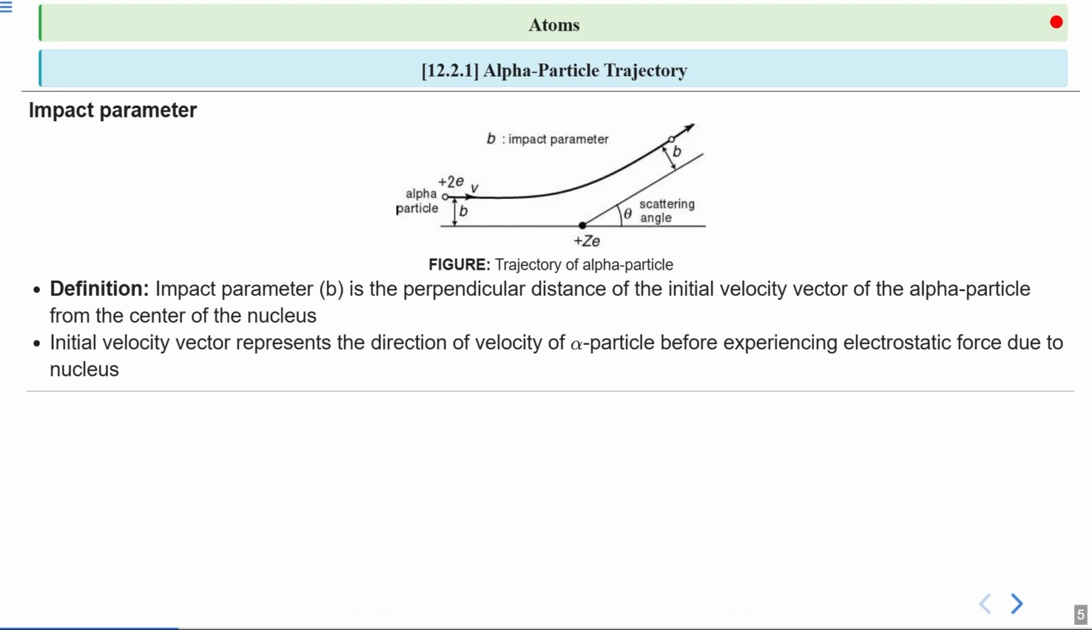The initial velocity vector tells us the direction the alpha particle is moving before it feels any force from the nucleus. This means that before the nucleus starts to deflect the particle, its path is a straight line.